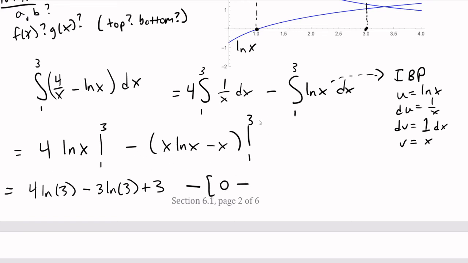Okay, minus, plug 1 in here. Well, again, 0, because log 1 is 0. 1 times 0 is 0. And then we get a minus, right, 1.